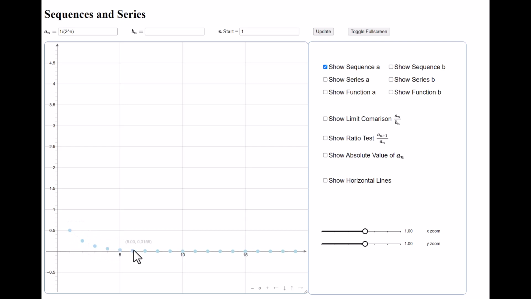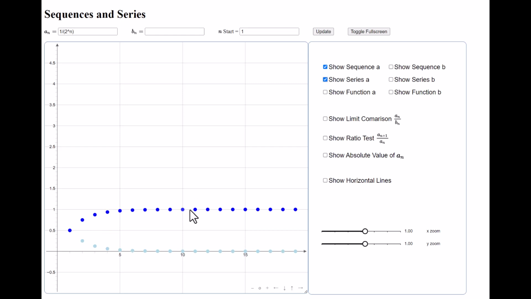So you can see 1 over 2 to the n, the sequence terms are going to 0. What we want is the series. So here are the series values. What this represents is the first point is S sub 1. The second point is S sub 2, so it's the sum of the first two values. So this is the sum of these 2 points. This is S sub 3, the third partial sum. So if you add these 3 points, you'd get this as a total. And this is S sub 4, S sub 5, and so forth.